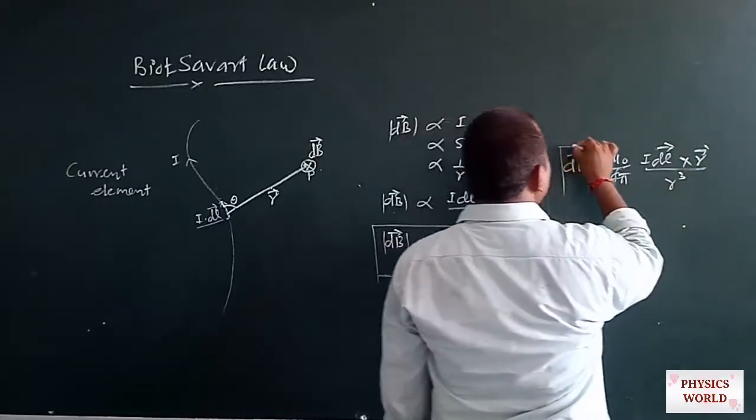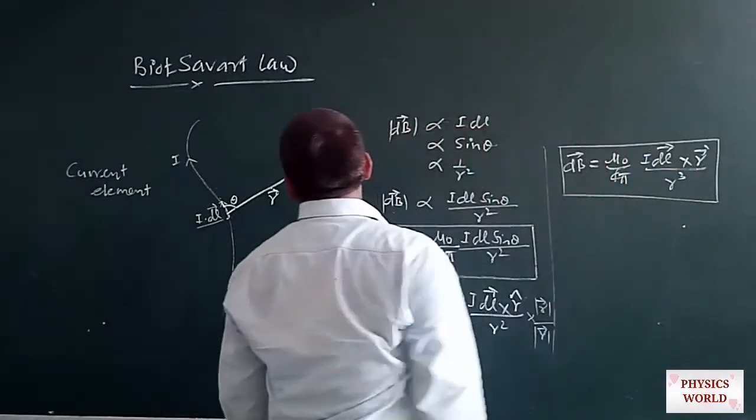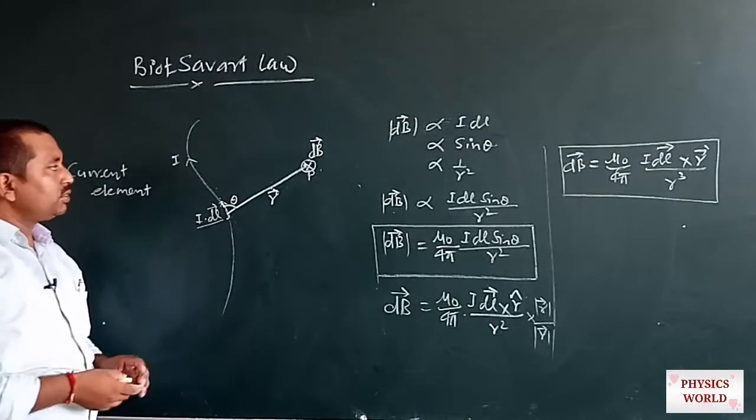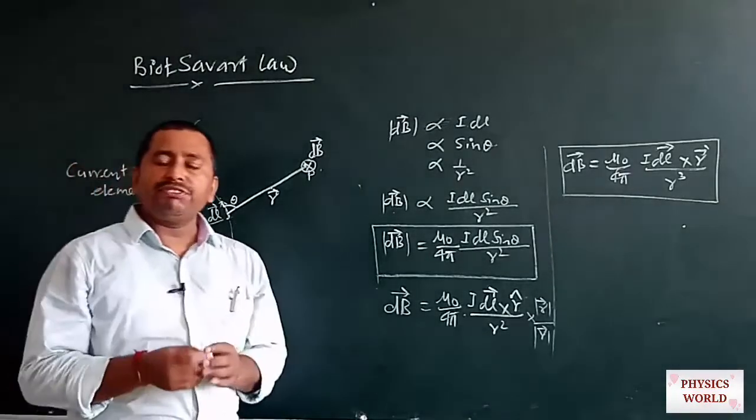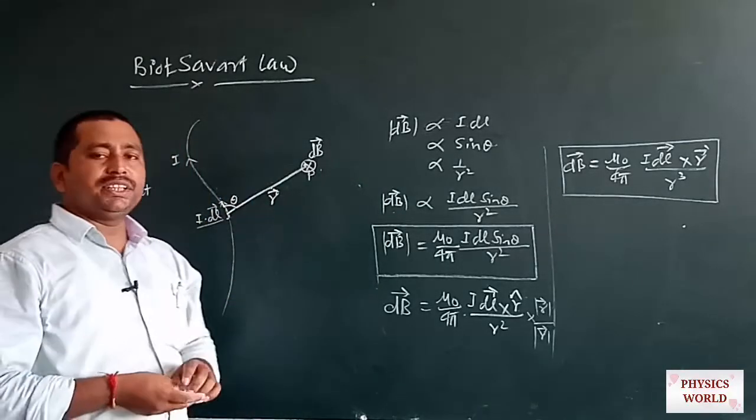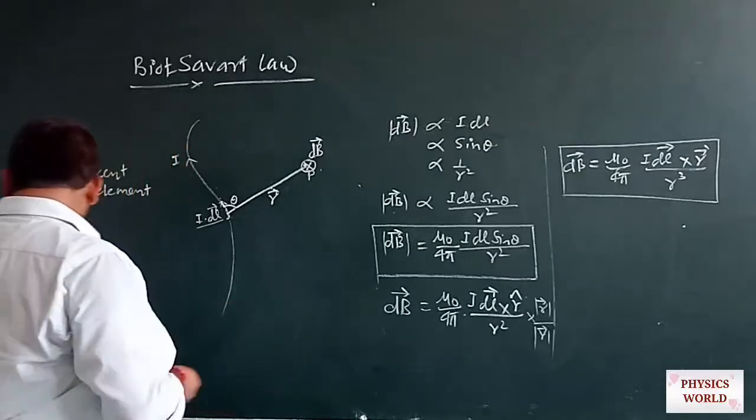So this is the vector form of the Biot-Savart law. Okay, so this is all about the small magnetic field due to a small current element at any point. Okay, so let us come to the next topic.